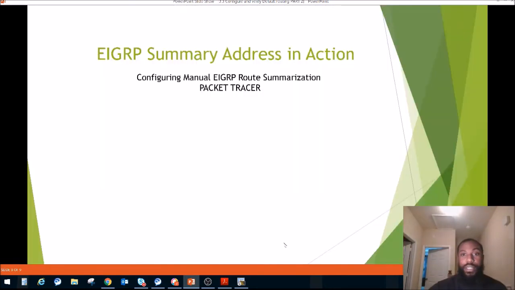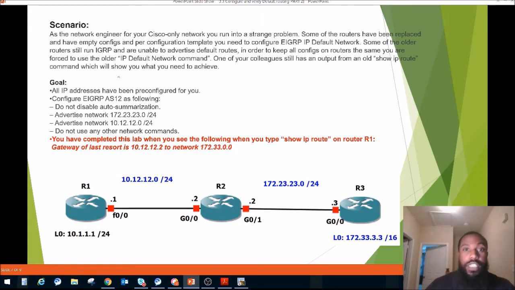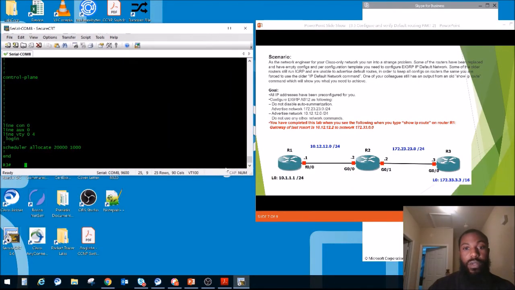All right, we're gonna do this scenario right here. If you want to pause it, freeze frame it, I'll go ahead and read it to y'all. You run into a strange problem. Basically, we're gonna be using the IP default network command. All right, so that's the scenario.